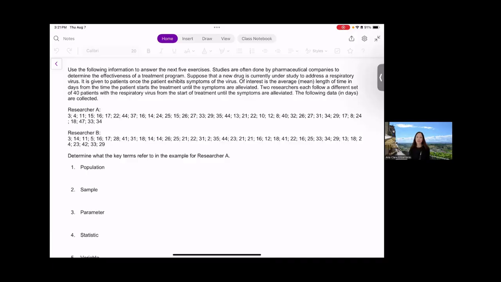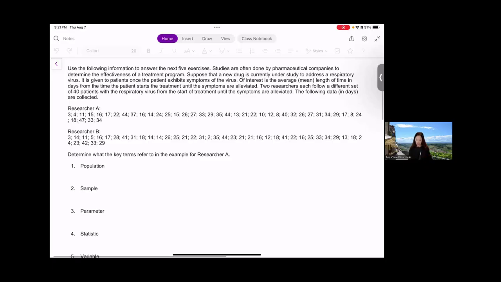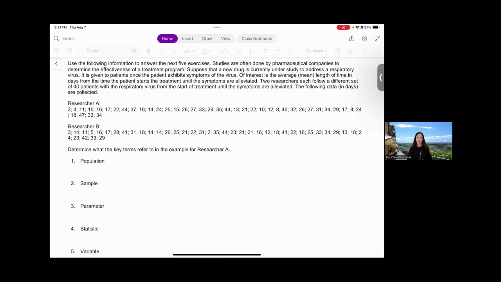So we want to determine the key terms, and we're going to refer to the example regarding researcher A. So we want to know what the population is, what the sample is, the parameter, the statistic, and also the variable. So what is the overall group? What is the sample that came from that overall group? What is the population variable characteristic? What is the sample variable characteristic? And what is the variable itself?